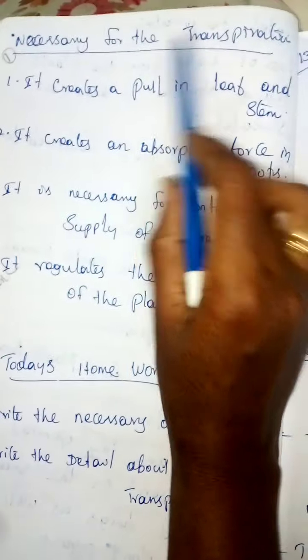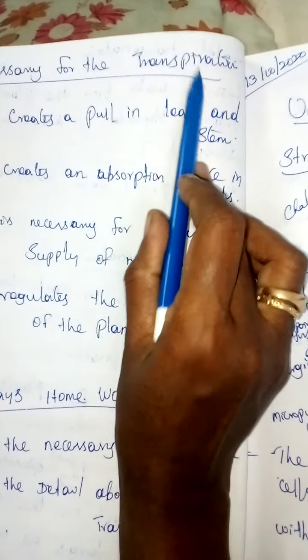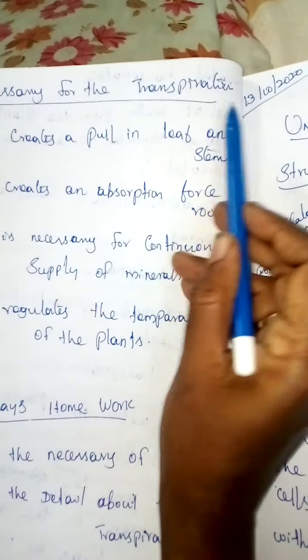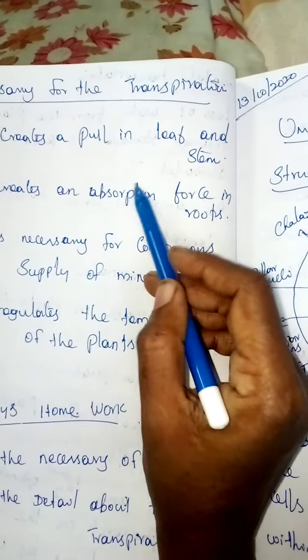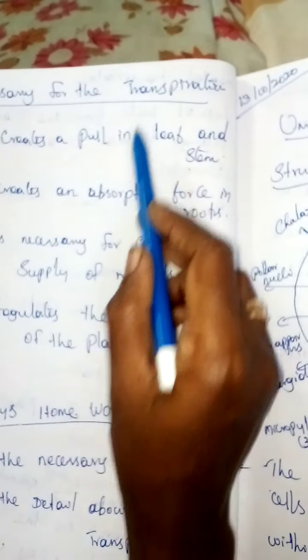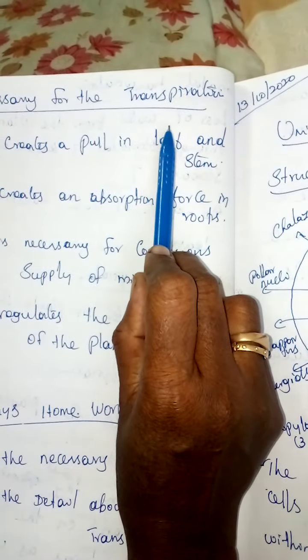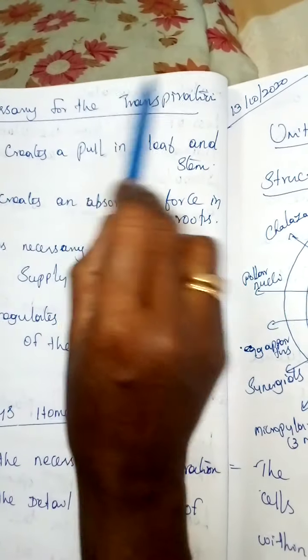What is the need for transpiration? Here transpiration is a very important process, otherwise there would be no absorption, no pull and no growth. Okay, now we will see them one by one. This is also a very important 3 mark question. So, first point, the necessity of transpiration.